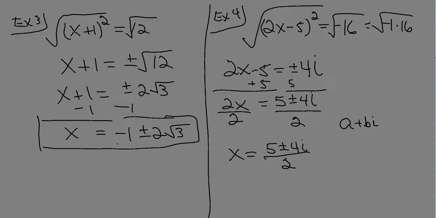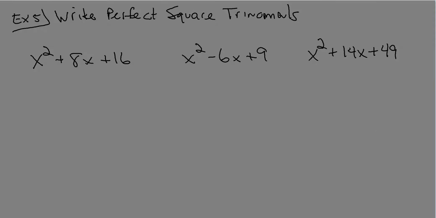Next example. Before we get on to the example, I first want to point out that these three trinomials here are examples of perfect square trinomials. They are called perfect square trinomials because when you factor them, they have this unique look of being a binomial that's squared. So for example, I'll do all three of these real quickly.